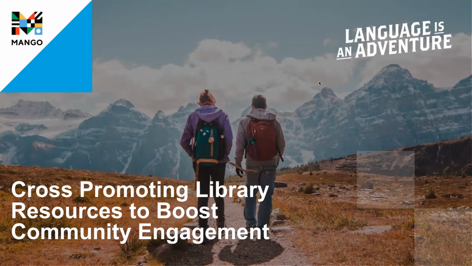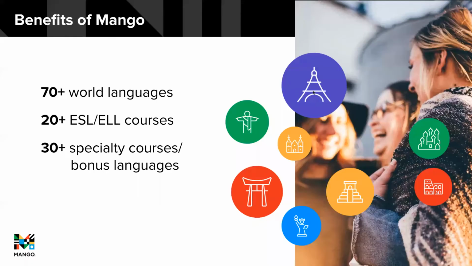My name is Cruz, and today we're going to talk about how to cross-promote your genealogy resources with Mango to maximize your usage. But before we get started, I would like to just quickly highlight what Mango has to offer. So as you probably already know, we currently have over 70 world languages and more than 20 English courses, and they're all narrated by someone of that native mother tongue. And then we also have over 30 specialty courses for additional content.